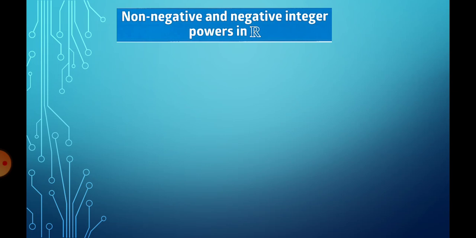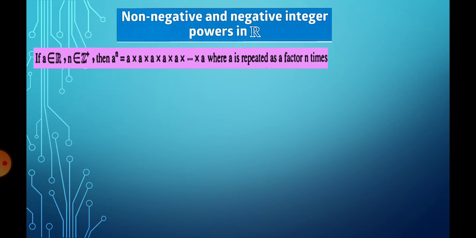Our lesson today is about non-negative and negative integer powers in R. If we have 3 to the power 2, 3 is the base, and 2 is called the power. 3 to the power 2 means multiply 3 by itself 2 times. If we have 4 to the power 7, it means multiply 4 by itself 7 times.